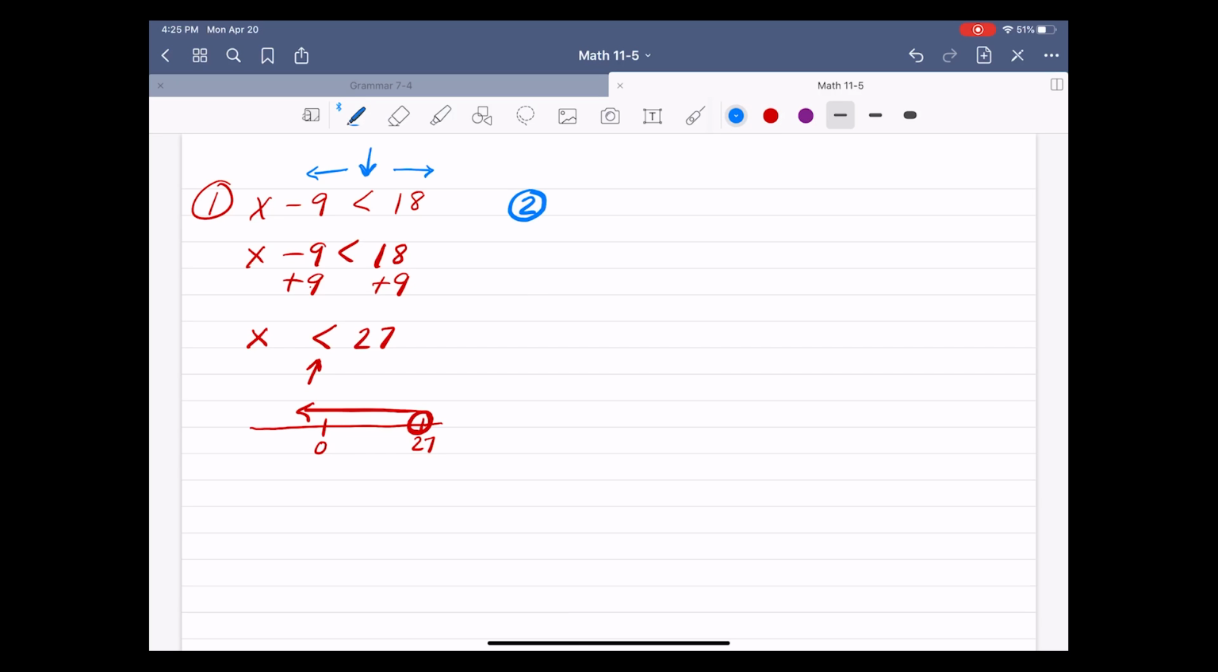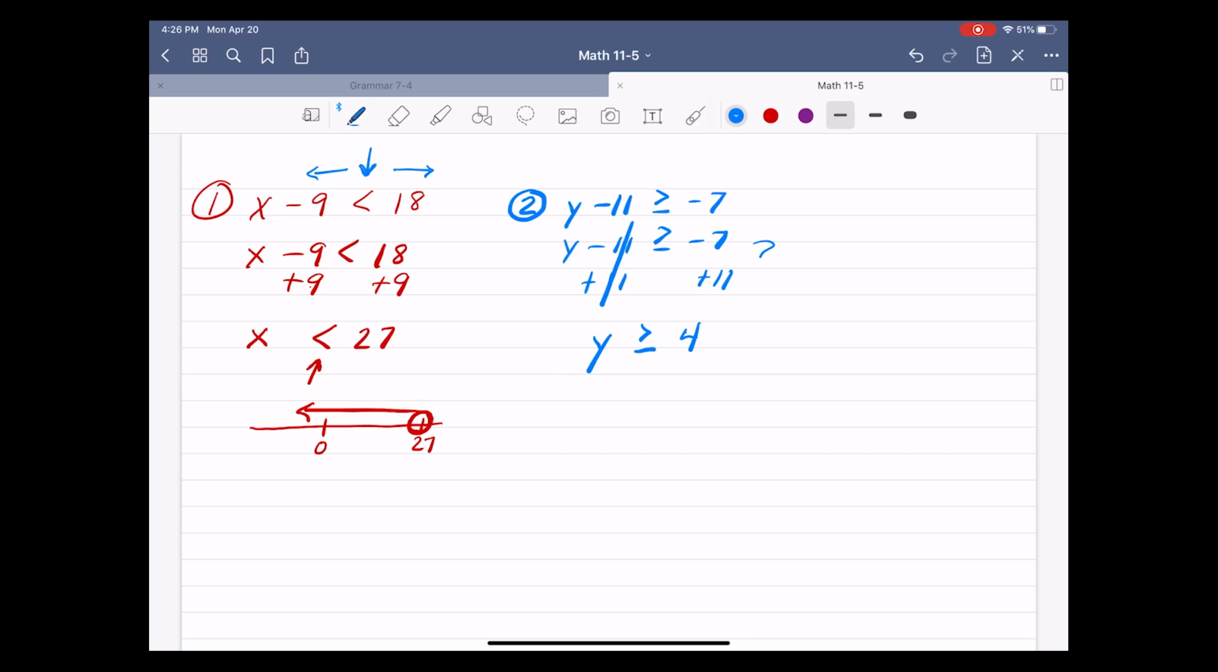Number 2, y minus 11 is greater than or equal to negative 7. So we are going to isolate our y. Y minus 11 is greater than or equal to negative 7. I want to get the y by itself. So I've got to add 11. If I add it to the left, I have to add it to the right. Negative 11 plus 11 is 0. I'm left with y on the left-hand side is greater than or equal to 4.